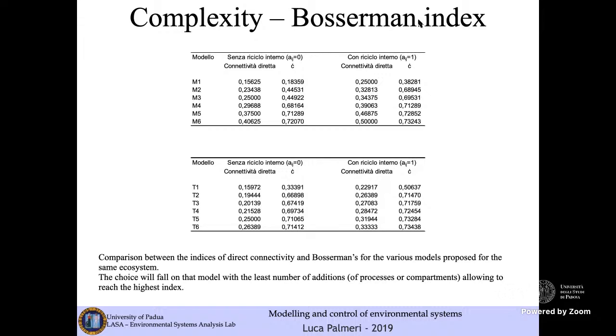The Bosman recycling index is the first guidance that allows us to define the complexity of my descriptions and allows us to find the most suitable level of complexity I need to implement in order to have a significant description of the system. So the comparison between the indices of direct connectivity and Bosman's for the various models proposed for the same ecosystem is the way of defining the model complexity and to verify that the model complexity is consistent with the complexity of the system I want to describe.